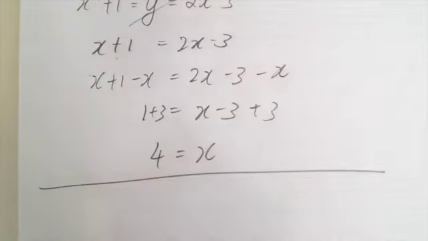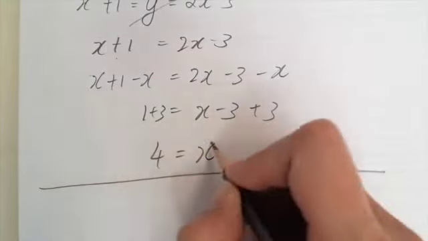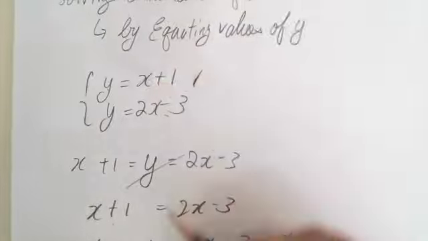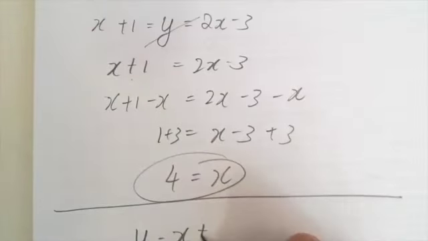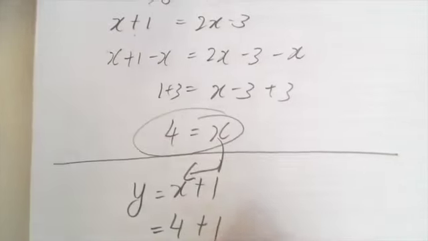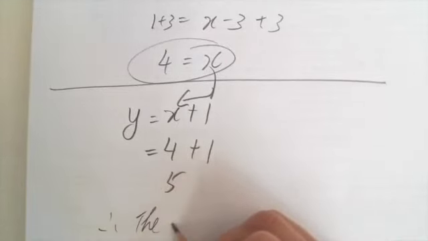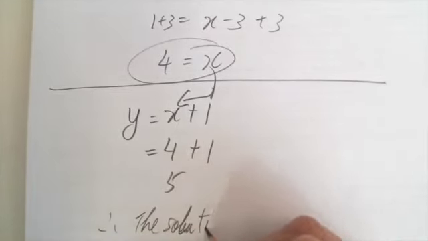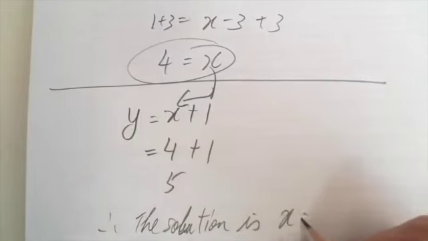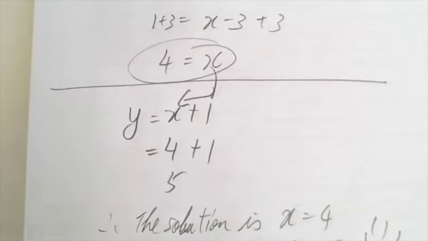Therefore, after I find x, I need to find y. So I substitute this into either of them. So I will have y equals x plus 1. So when x equals 4, we substitute that in. So 4 plus 1. Therefore, we'll be able to find 5. Then we can answer the question. Therefore, the solution is x equals 4 and y equals 5. It's just nice and easy.